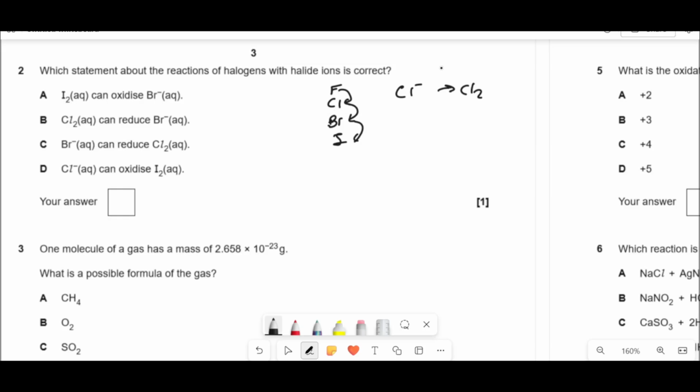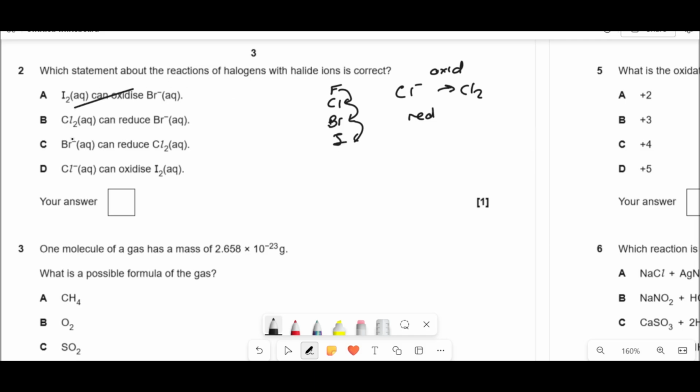What's being replaced is becoming oxidized, but in turn what's replacing it is becoming reduced. Down the group it happens less because the electron shells are getting higher in number, so the nucleus is attracting those electrons less strongly. Here we just need to look at which options we have and which one adds up, one by one. I2 can oxidize Br minus? It can't. Iodine has less oxidizing power, so that one's out.